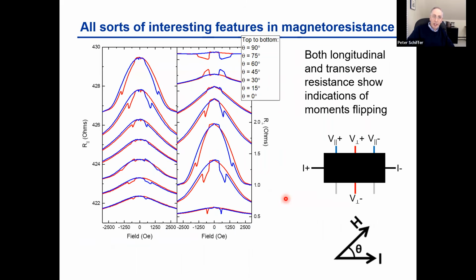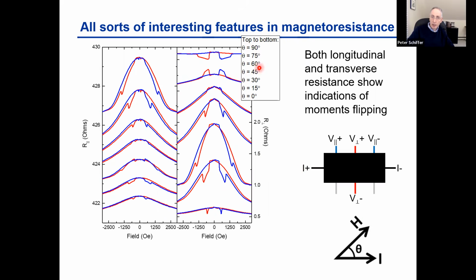It turns out that if you measure this array, this is the longitudinal resistance, this is the transverse resistance. You get all sorts of interesting features in the magnetoresistance. This is just the resistance as a function of field, and you can see you get all sorts of bumps and wiggles. And I'll just point out that for the transverse resistance, the features are at the 10% level, right? They're not small. And this is again in permalloy. So this is a permalloy structure. So it's not a subtle effect.